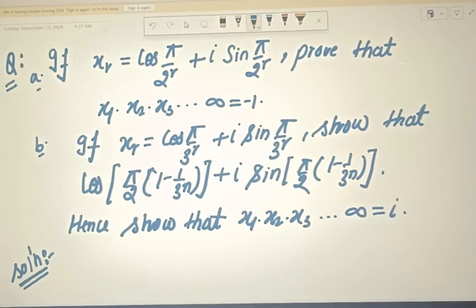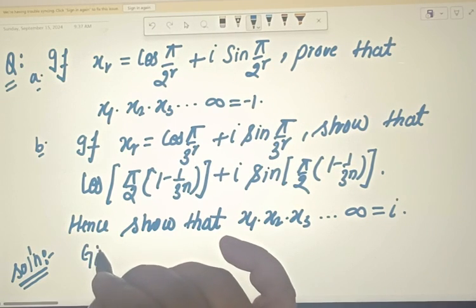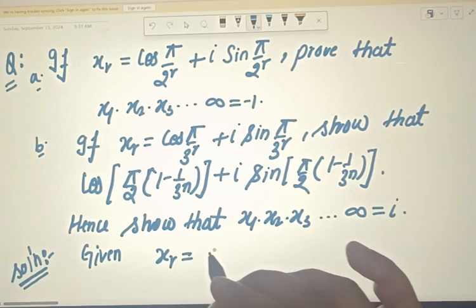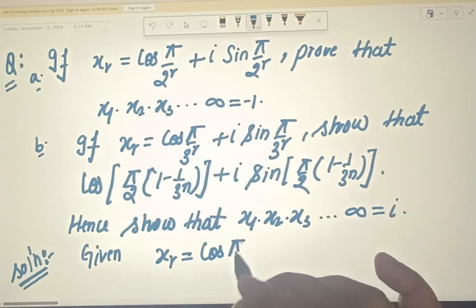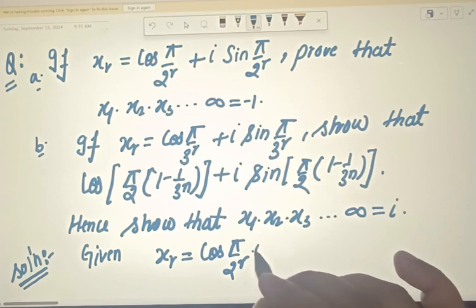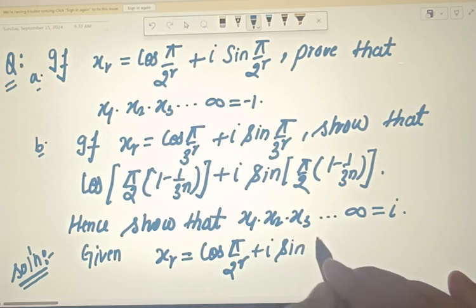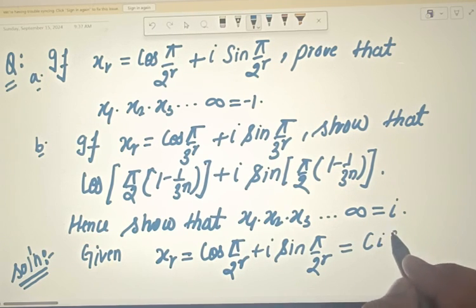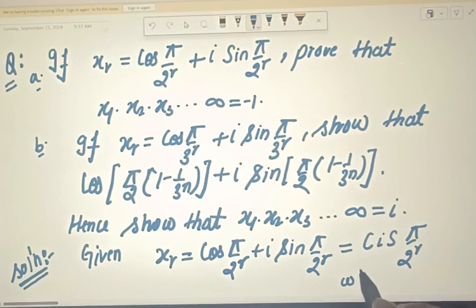So first of all, I would like to write the given, okay? What is given? Given is that x_r equals cos (pi upon 2 to the power r) plus iota sin (pi upon 2 to the power r), or in short I can say it is cis (pi upon 2 to the power r), where r runs from 1, 2, 3, up to infinity, okay?